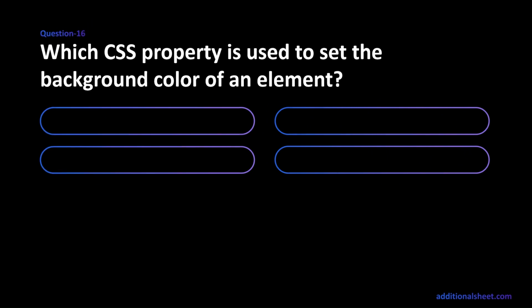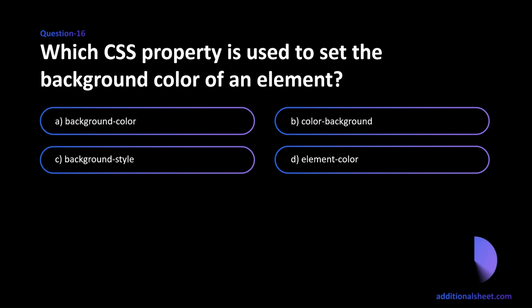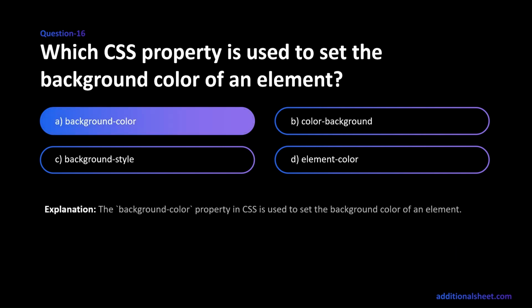Q16, which CSS property is used to set the background color of an element? Options are A. background-color, B. color-background, C. background-style, D. element-color. Correct answer is option A. The background-color property in CSS is used to set the background color of an element.